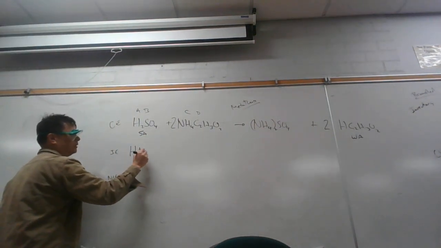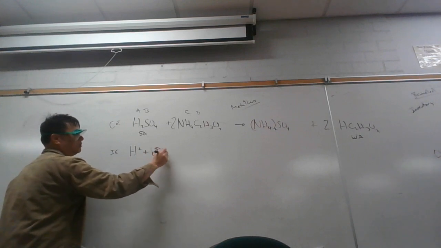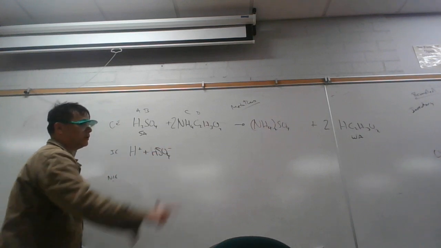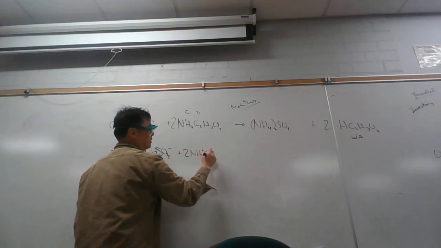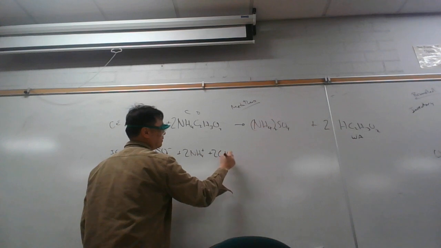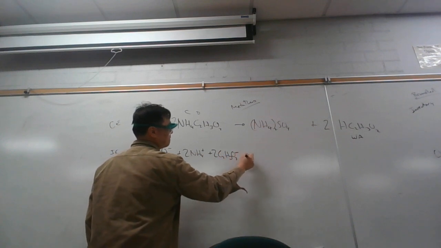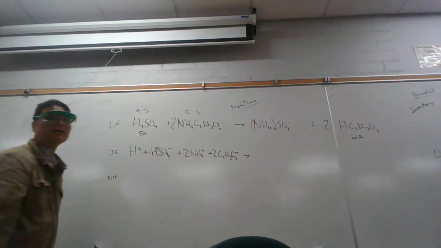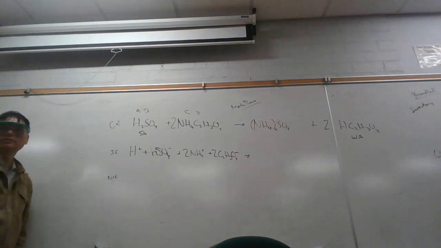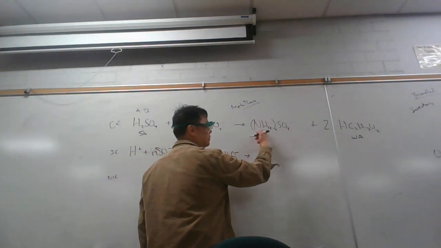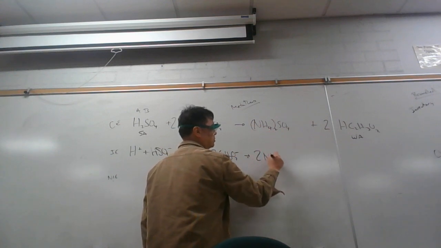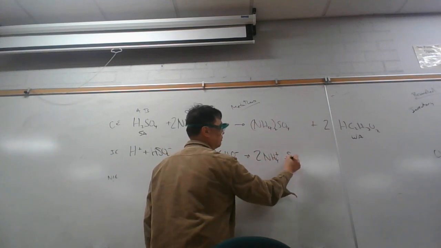H plus and HSO4 minus. Ammonium, we already did the inventory over there. 2 ammoniums in this case, plus 2 acetates. How about ammonium sulfate? Do I ionize that or just leave it alone? We ionize it. So this is going to ionize into 2 ammoniums and 1 sulfate.